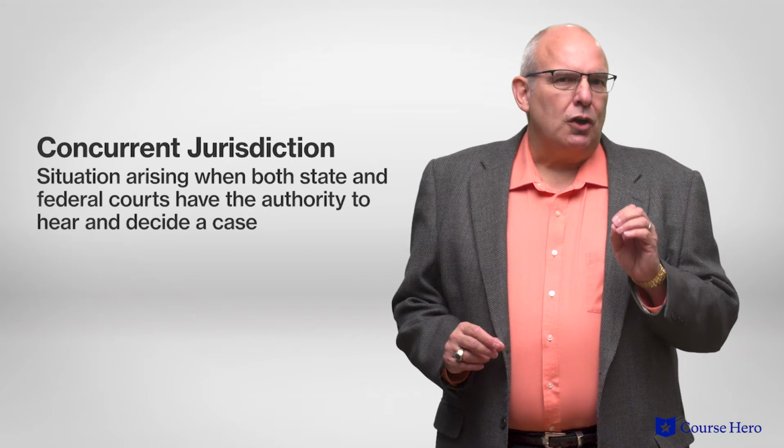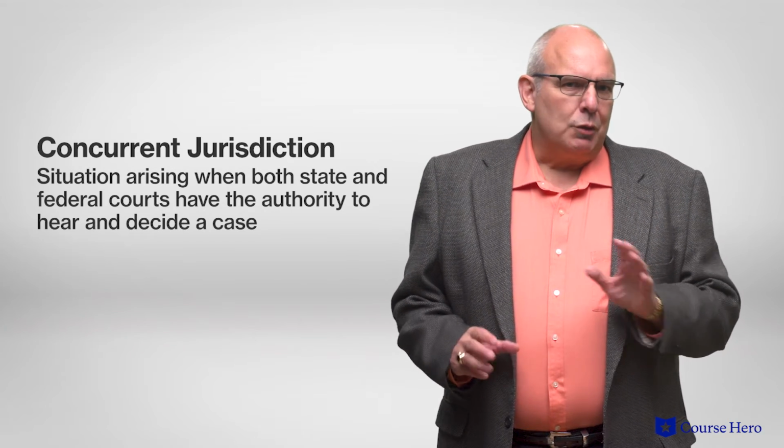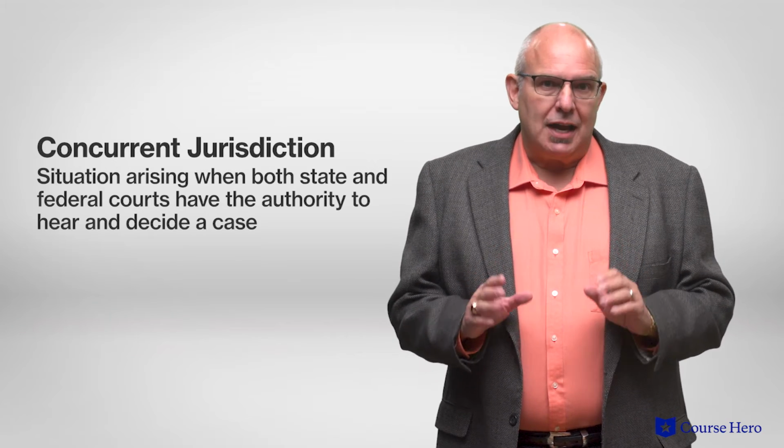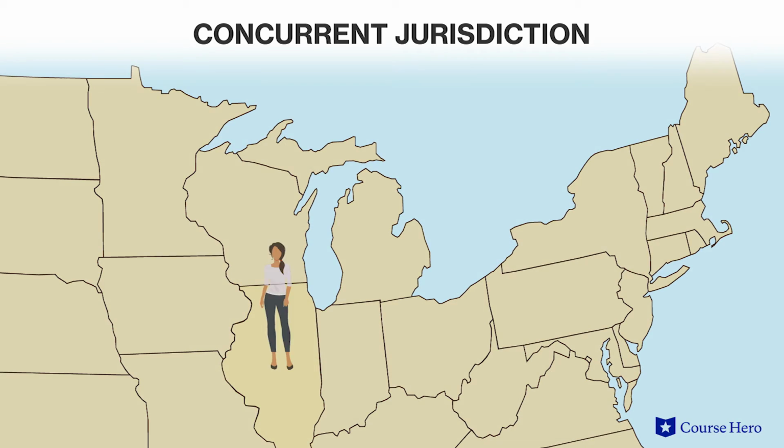Some cases involve what is called concurrent jurisdiction, in which both a state and a federal court have the authority to hear and decide a case. For example, an individual from one state suing an individual from another state might sue in the state court of the defendant or in federal court. With such a case, the plaintiff can choose in which court to have the case heard. However, the defendant may disagree and try to remove the case to the other court.